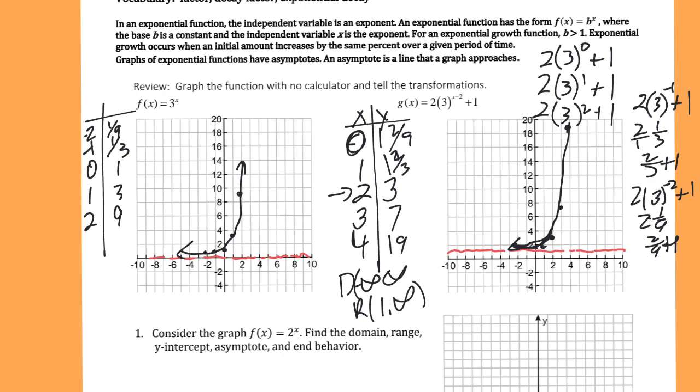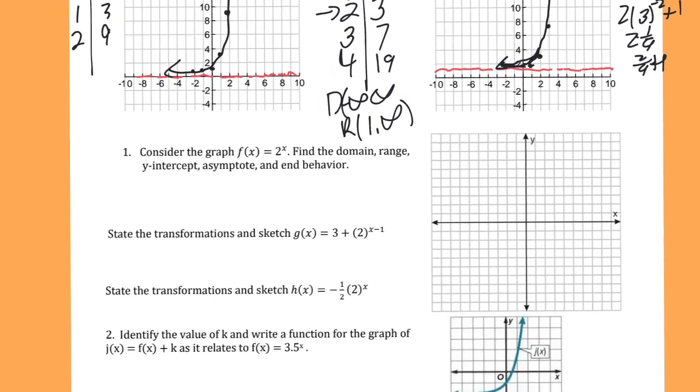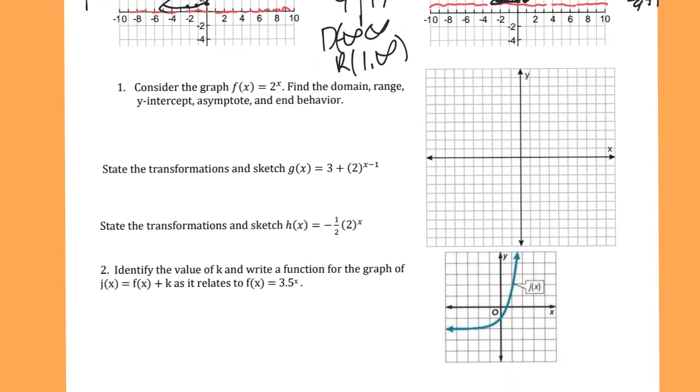Okay, and so I want you guys to be pretty comfortable with identifying this. So we can graph 2 to the x pretty quick. And so x and y: 2 to the 0 is going to be 1. 2 to the 1 is 2. Basically, you're going to double it each time. So 2 squared is 4. 2 to the negative 1 is a half. So we can graph this pretty quickly. Okay, so here's the parent function and the asymptote right here.